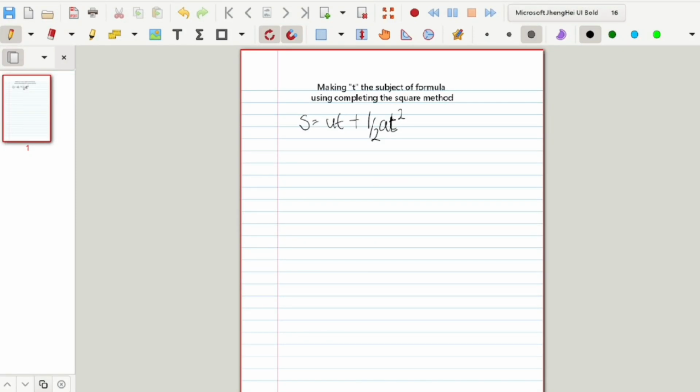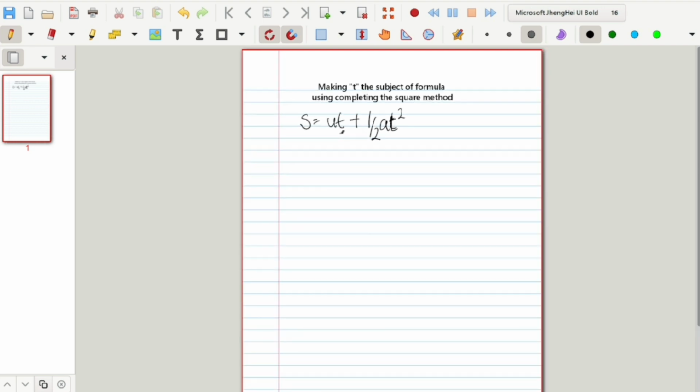The topic for today is making t the subject of formula using the completing the square method. I think that's the only way you can actually make t the subject of formula. Most likely at this level, maybe in advanced math, you might get to understand or know another method of doing it.